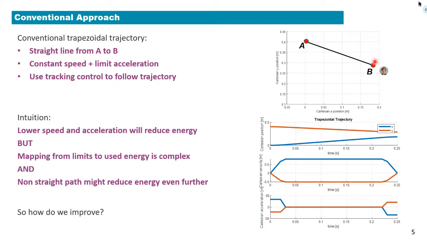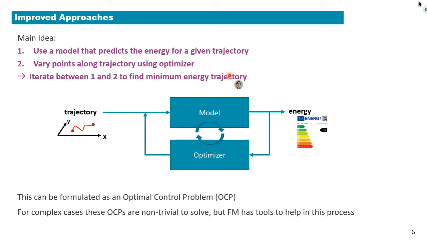Everybody's intuition for these kinds of cases is that reducing the speed and the accelerations and decelerations will reduce the energy. But actually the mapping from the limits that you use on speed and acceleration to the used energy is rather complex. An additional degree of freedom that you're not exploiting here is a non-straight path, some sort of curved path, which might be more ideal given the kinematics of the robot, and might reduce energy even further. So, okay, we know that a conventional approach is maybe not the best way to do it, but then what do we propose? How do we propose to improve this?